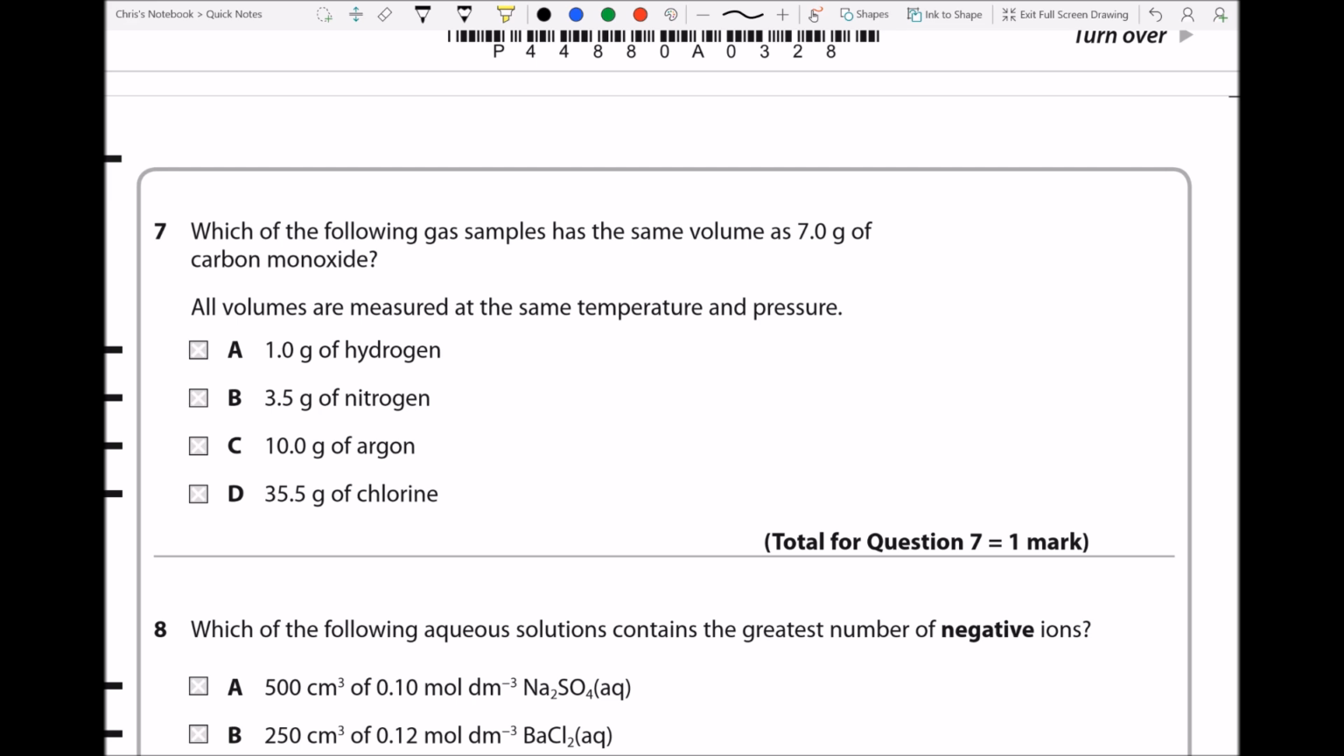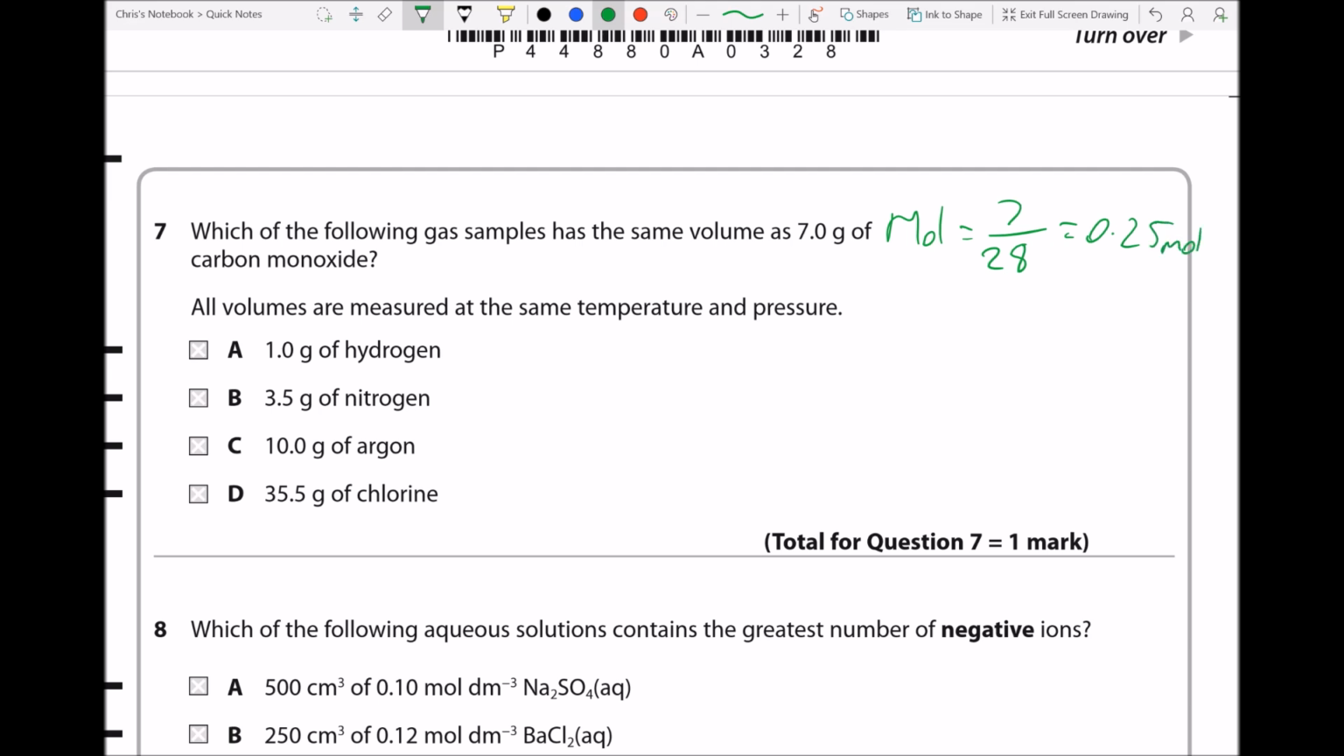Okay, so let's just write this in green. We'll have to work out the number of moles first. The number of moles is mass over the Mr of carbon monoxide, which is 28, if you work that out using your periodic table. And that should get you 0.25 moles.